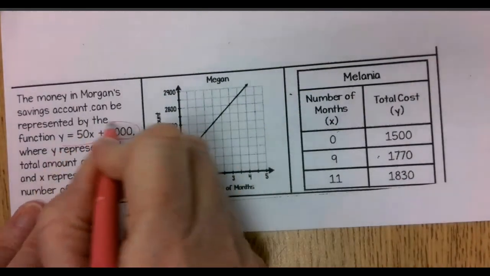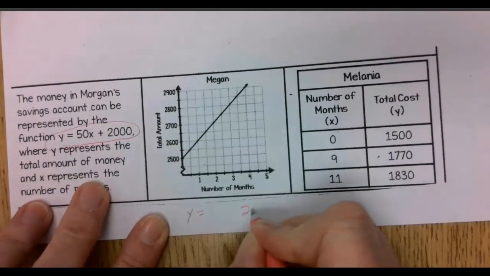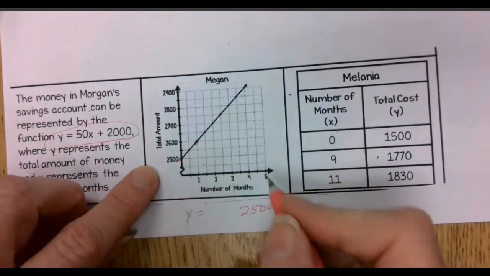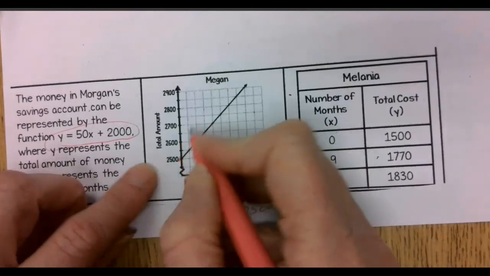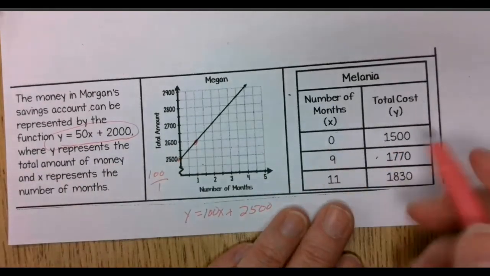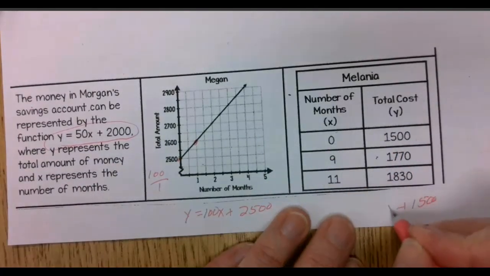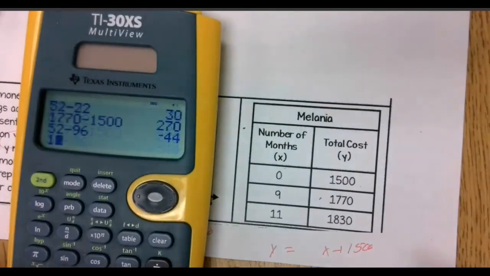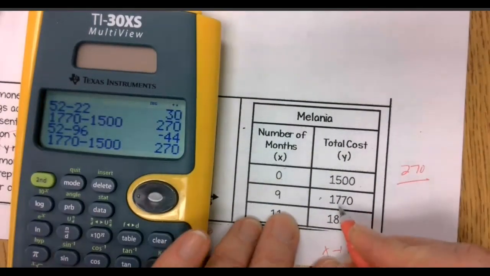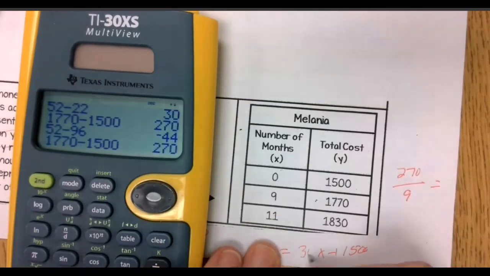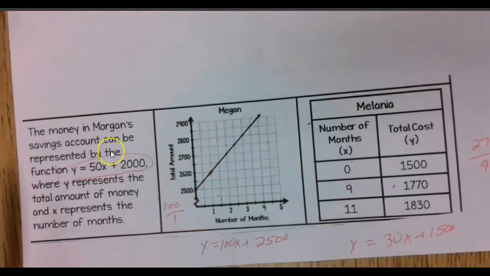Your equations, here's one equation. This equation, 2500. And again, go ahead and turn yours off, and then you can see if you know what you're doing. I went up by 100, I went over by 1. Here, the y-intercept is given. Find the slope. 270 over 9, we get 30. And then we would answer questions about that. So that's just a quick review.